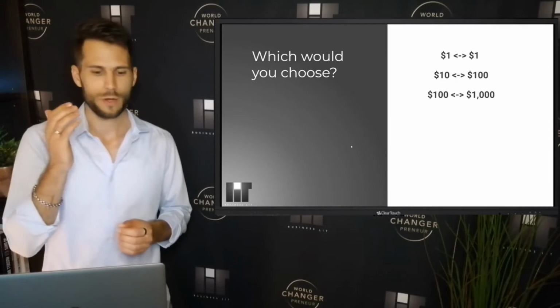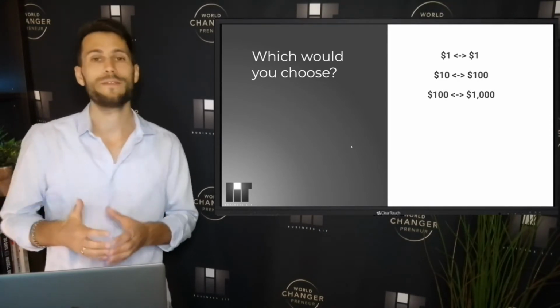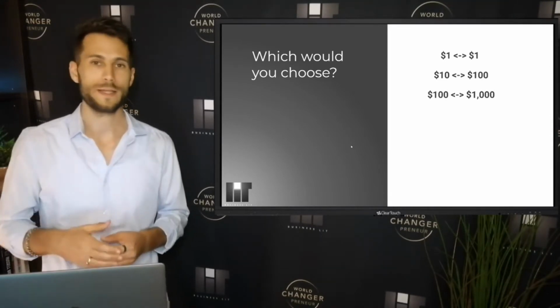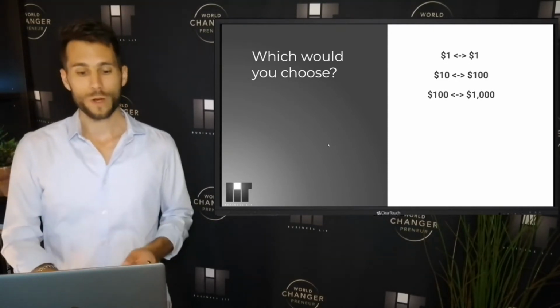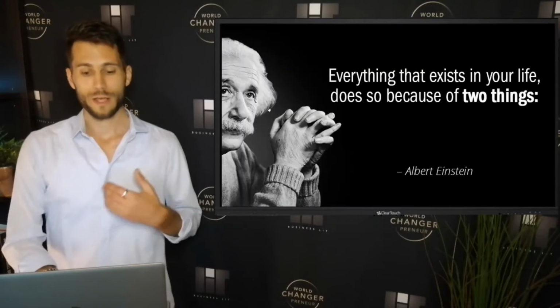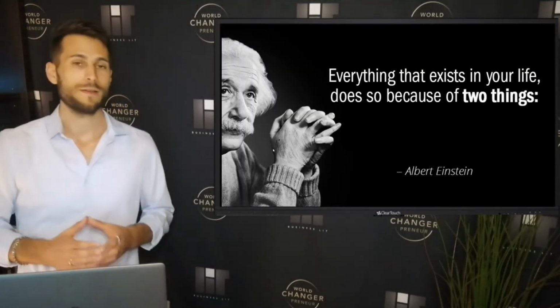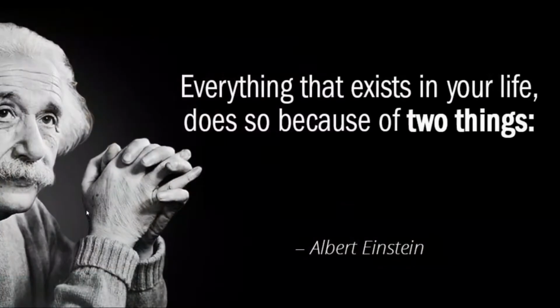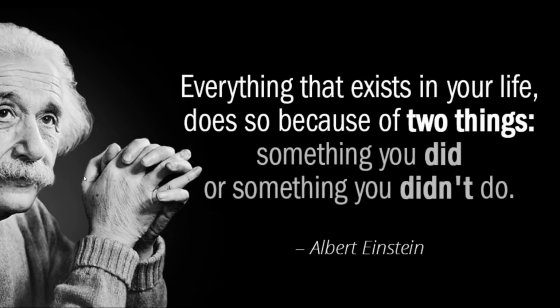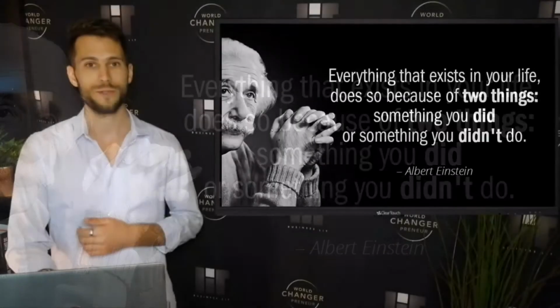They want to look at it in this kind of a way where, like, okay, it's obvious. I want to take your offer. I want to take your option. So that is what we want to achieve. And if we look at a great quote by Albert Einstein, he once said, "Everything that exists in your life does so because of two things. Number one, because something you did or something you did not do."